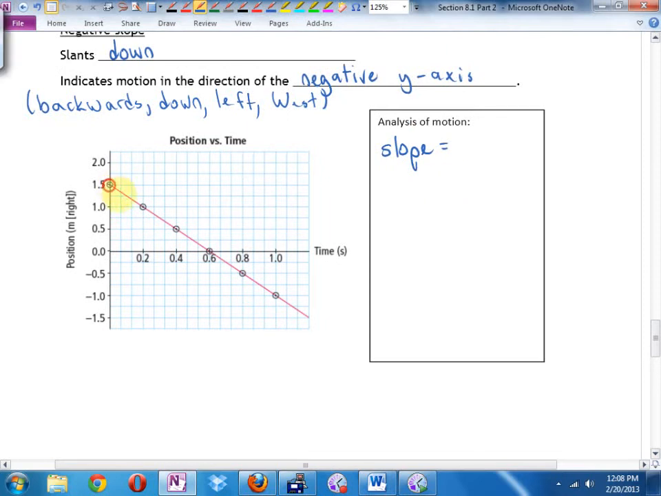Let's find the slope between this point and this point. I always try and do 0 high if I can because I do math better with zeros.